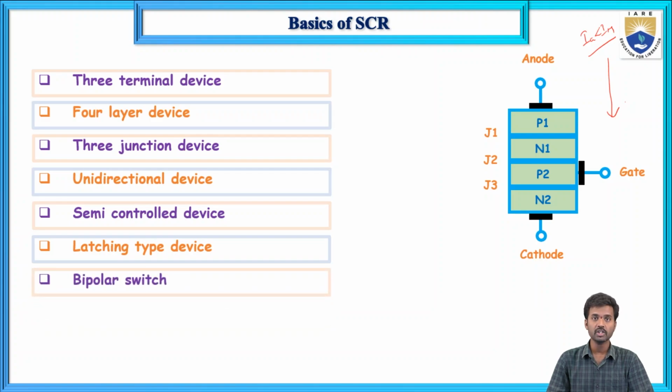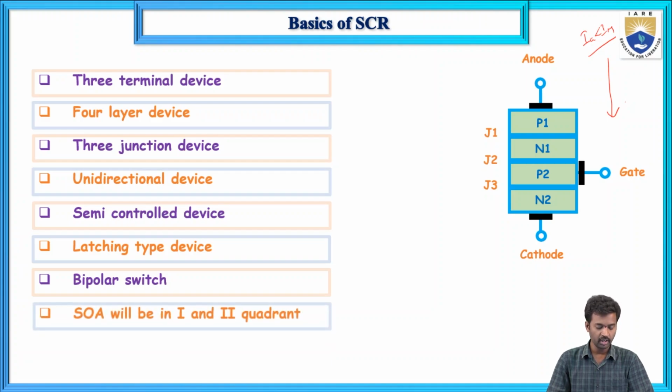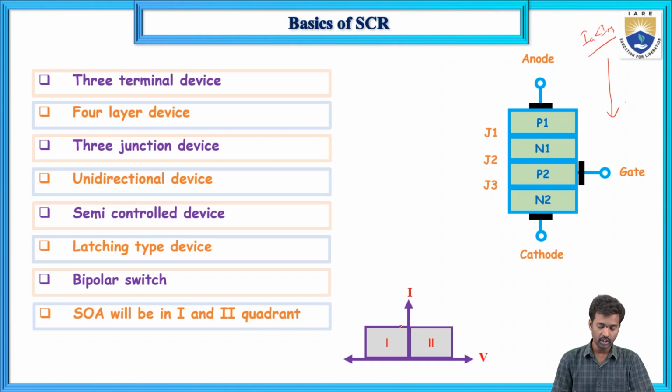And next it is a bipolar switch, means it can block both polarities of voltages, positive and negative polarities. So here the safe operating area will be first and second. Here we can block both positive and negative polarities of voltages. So it is a bipolar switch. It is operated in first and second quadrant. It is unidirectional, only one way of current. So in the negative I axis it is not conducting.